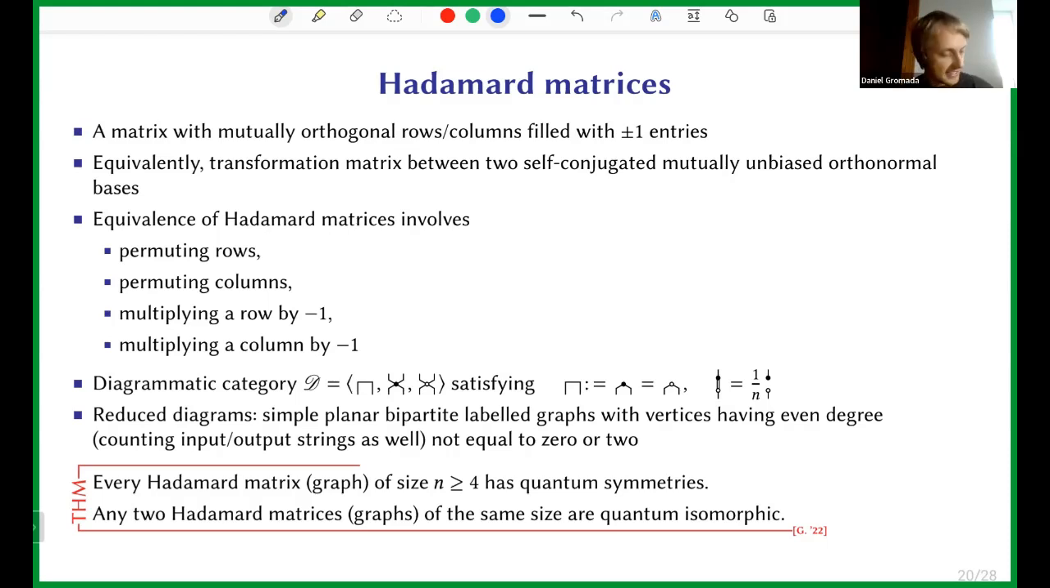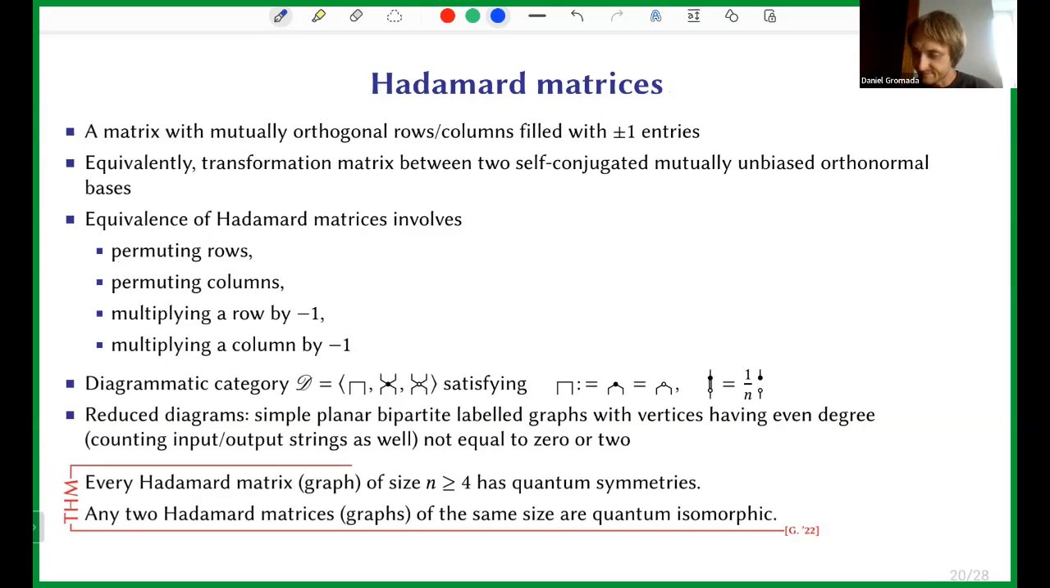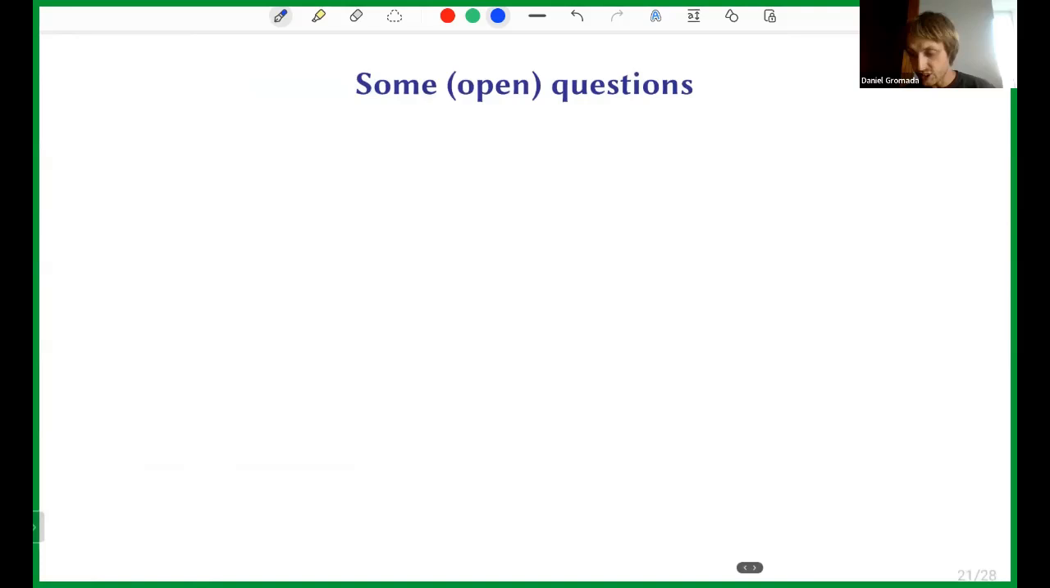And in the last couple of minutes, I just wanted to list a couple of questions, like directions for further research that you might also be interested in. So let me do that. Some open questions related to quantum symmetries that I think might be interesting for this audience.